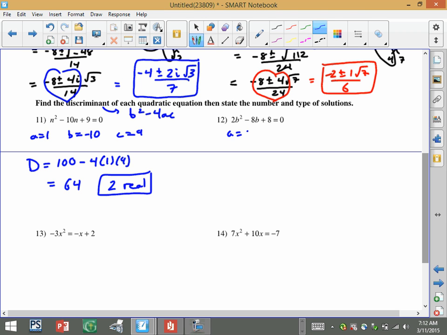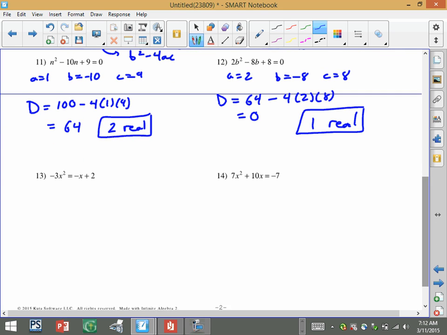Here, a equals 2, b equals negative 8, c equals 8. So here we go again, discriminant, b squared. That'd be negative 8 squared is 64 minus 4 times 2 times 8. So 64 minus 64 is 0, which means this has one real solution. This is a double root. That'll touch the x-axis once.